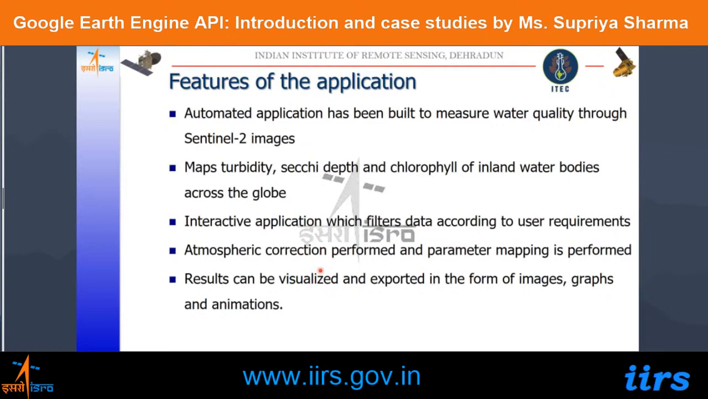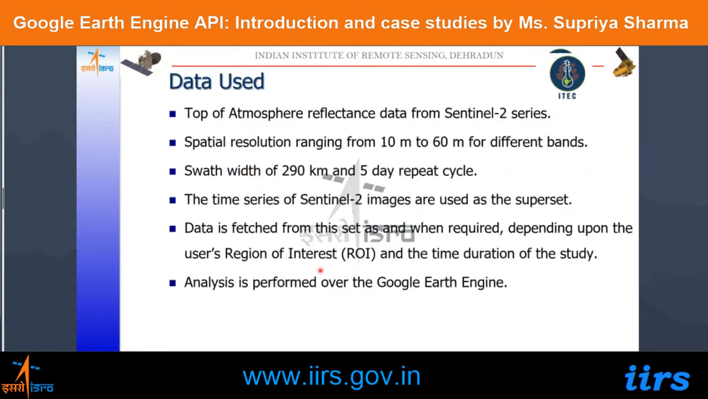For this, top of atmosphere reflectance data from the Sentinel-2 series is used. Sentinel-2 has a spatial resolution ranging from 10 meters to 60 meters for different bands, a swath width of 290 kilometers, and a 5-day repeat cycle. So the time series of Sentinel-2 images is used as a superset here. Data is fetched from this set based upon the user requirements, that is the user's region of interest and the time period of study that the user has declared or chosen. Finally, the analysis is performed over the Google Earth region, as we will see in the demonstration.